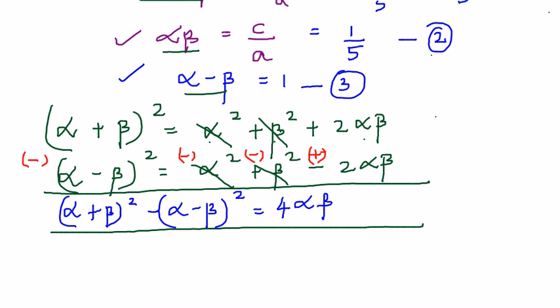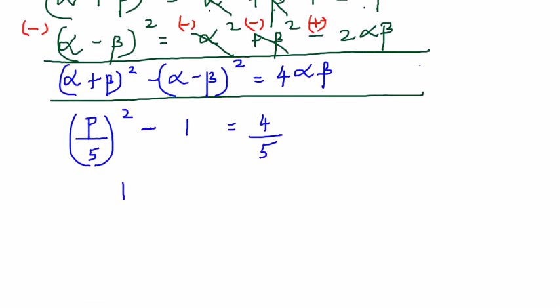So you know that alpha plus beta was p by 5. P by 5 the whole squared minus alpha minus beta was 1, so 1 squared is 1, is equal to 4 into alpha beta. Alpha beta was 1 by 5, so I'm going to write this as 4 by 5. Right? So this becomes p squared by 25 is equal to 4 by 5 plus 1.